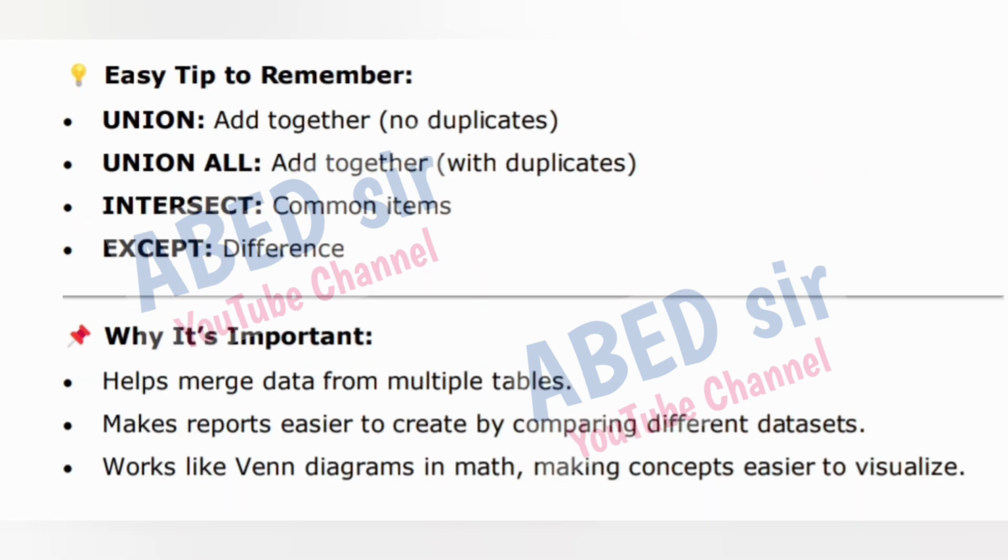Easy tip to remember. Union, add together, no duplicates. Union all, add together, with duplicates. Intersect, common items. Except, difference. Why it's important? Helps merge data from multiple tables. Makes reports easier to create by comparing different datasets. Works like Venn diagrams in math, making concepts easier to visualize.